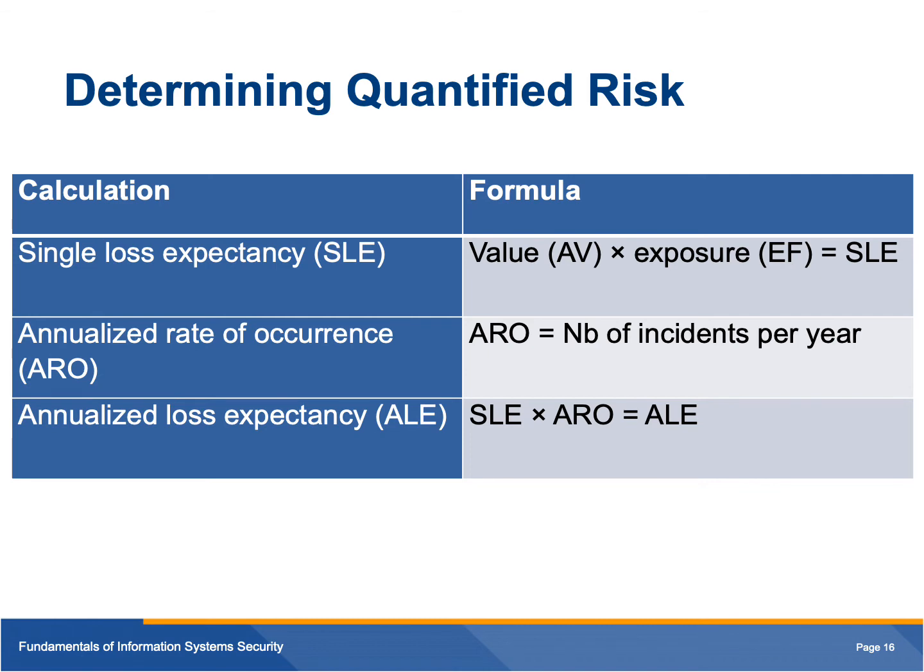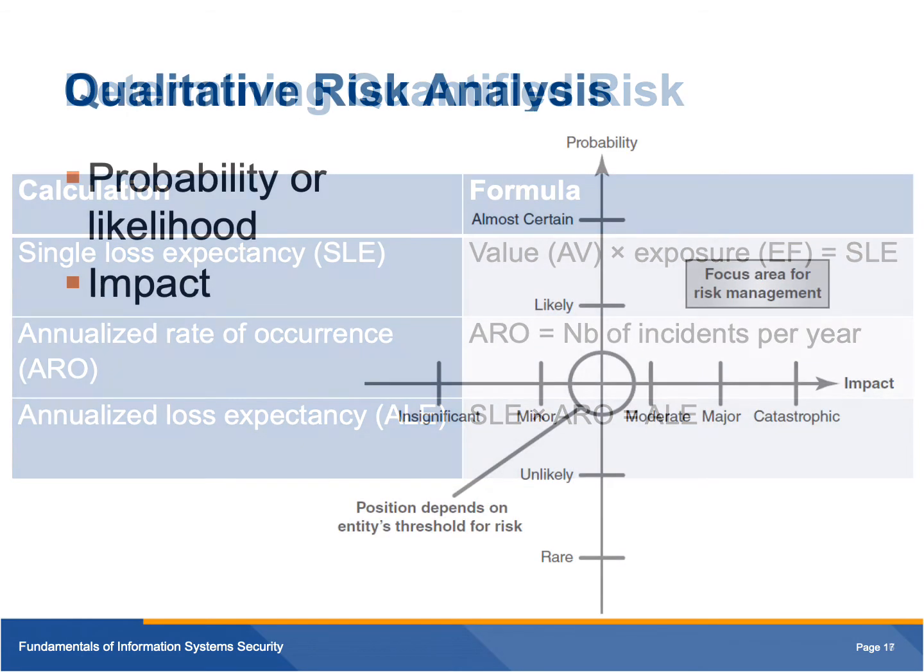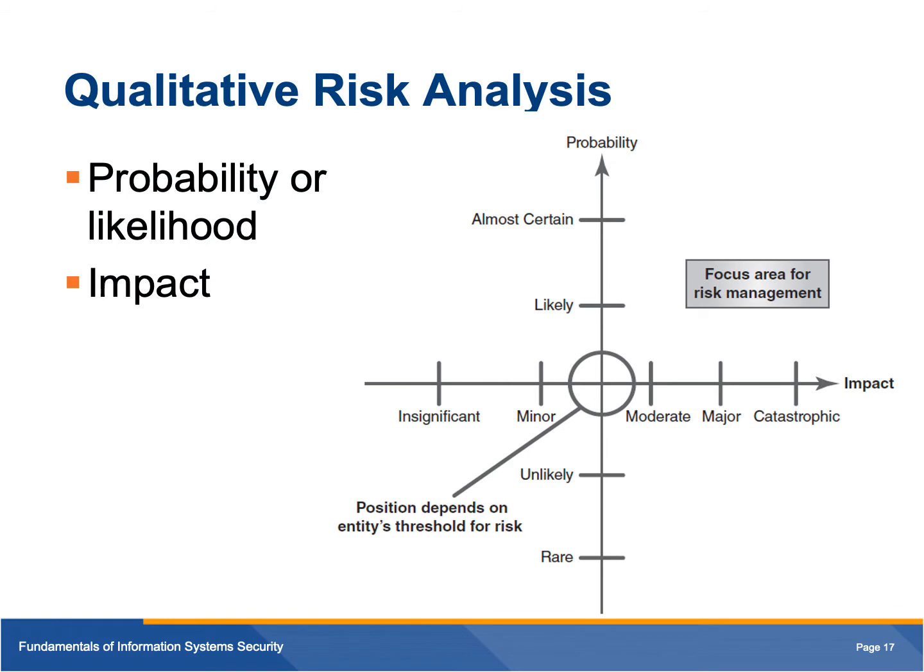But again, I'll be showing you some other ways, by using a risk index or risk indicators, in order to do that. The other approach is by using a qualitative strategy. In a qualitative strategy, we're going to assess based on a sliding scale from insignificant to catastrophic for the impact, and a sliding scale for the probability from rare to almost certain.